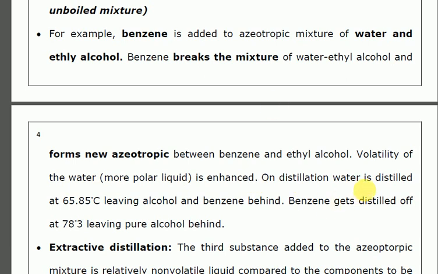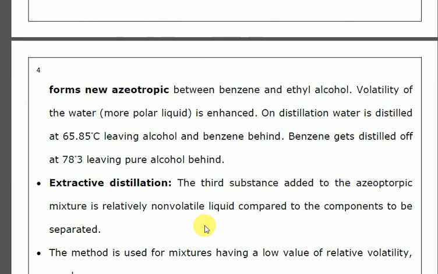On distillation, water is distilled at 65.85 degrees Celsius, leaving alcohol and benzene behind. So benzene and ethyl alcohol will form the bond, water will be kept aside and will get separated first. Then benzene gets distilled off at 78.3 degrees Celsius, leaving pure alcohol behind.